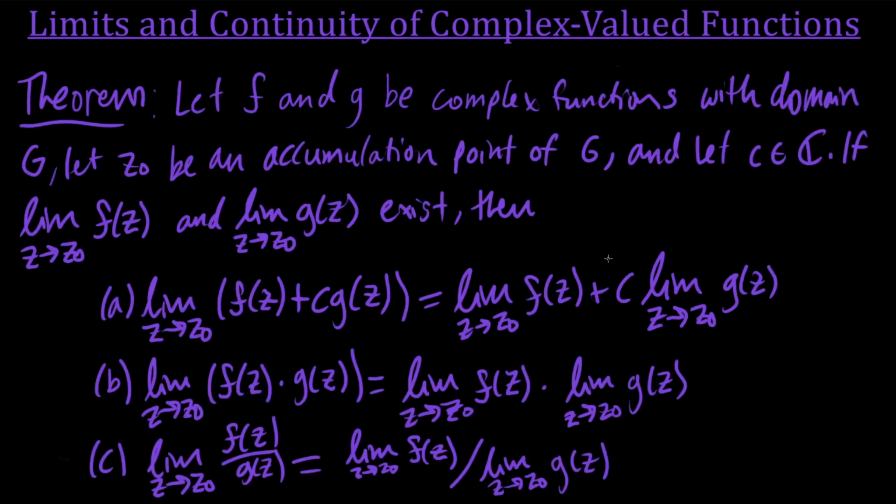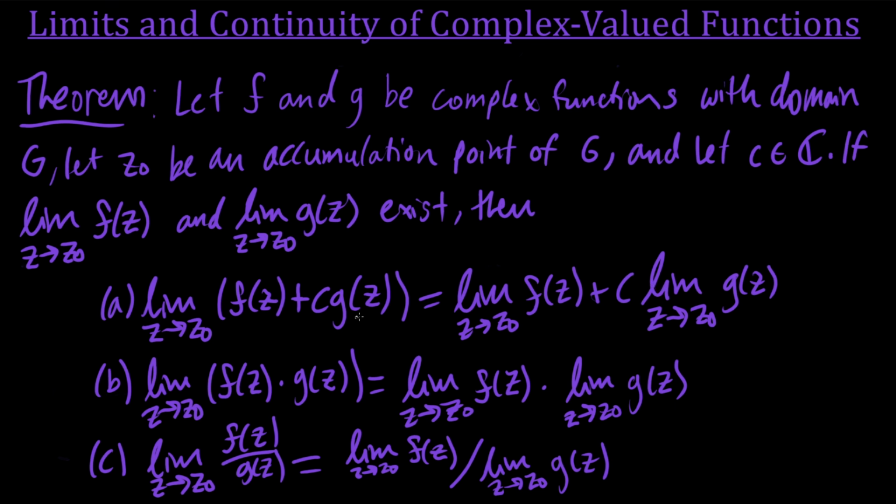Okay, now let's go over some properties of the complex limit. So let f and g be complex functions with domain G, and let z0 be an accumulation point of G, and let c be a complex number. If the limit of f of z as z approaches z0 and the limit of g of z as z approaches z0 exist, then we have these properties that hold. The first property is that the limit of the sum of two functions is equal to the sum of the limits of the two functions.